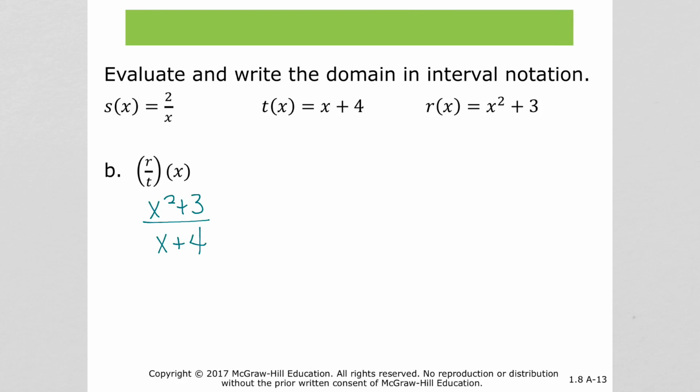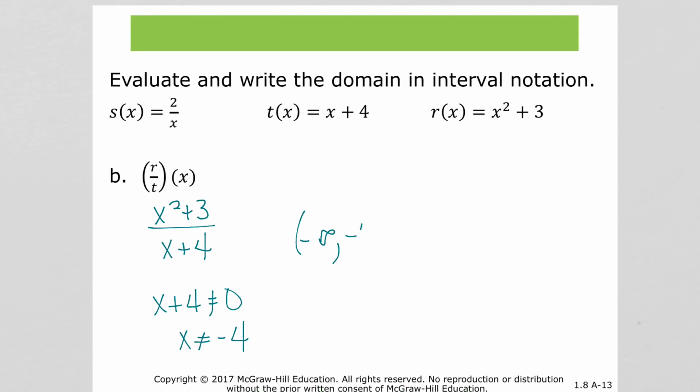For this one, the domain is everything except for where the bottom is 0. So we can't have x plus 4 equal to 0. So x cannot be negative 4. So the domain would be negative infinity to negative 4, unioned with negative 4 to infinity.